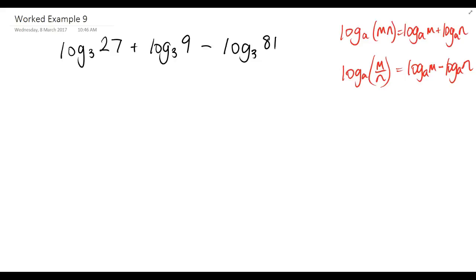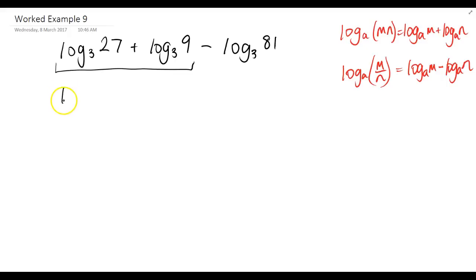Today we'll continue on using our log laws, and I've written two of them that are applied to the current worked example 9. So we look at this problem. We've got log base 3 of 27 plus log base 3 of 9 minus log base 3 of 81. If I look at the first two parts of this expression, I can see that it's an addition, and I can also see that it links to me being able to use that first law over here on the right.